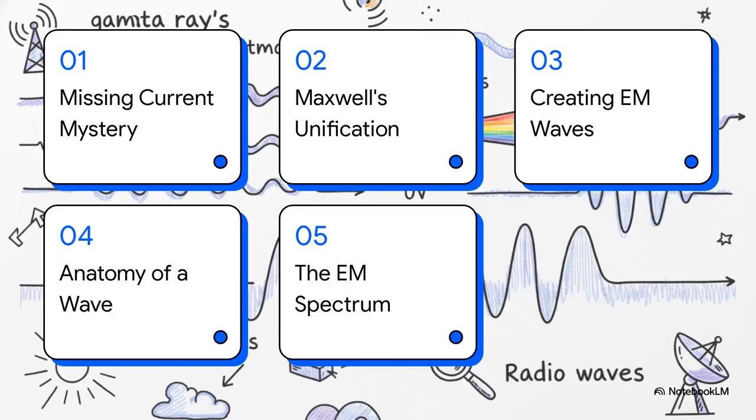Here is our roadmap for this explainer. First, the missing current mystery. Second, Maxwell's grand unification. Third, creating electromagnetic waves. Fourth, the anatomy of a wave. And finally, the electromagnetic spectrum.